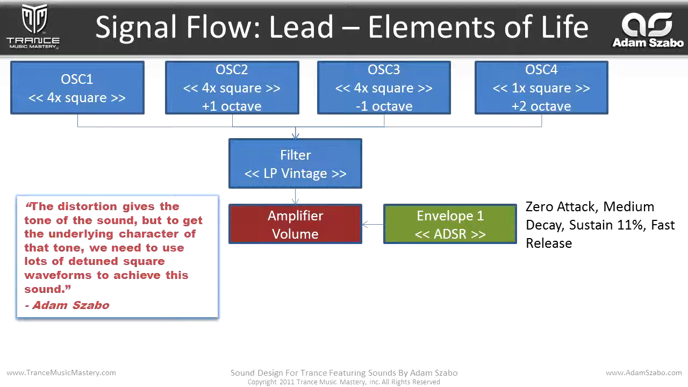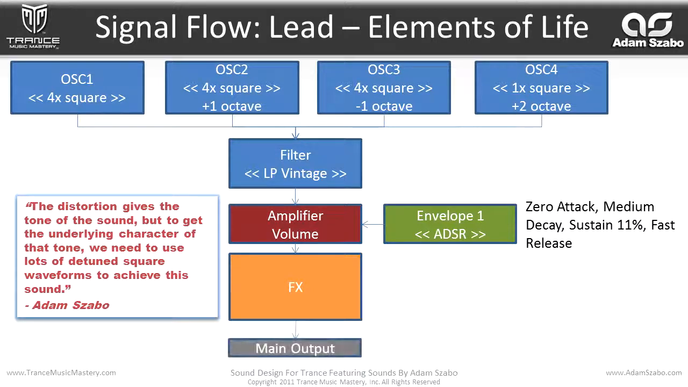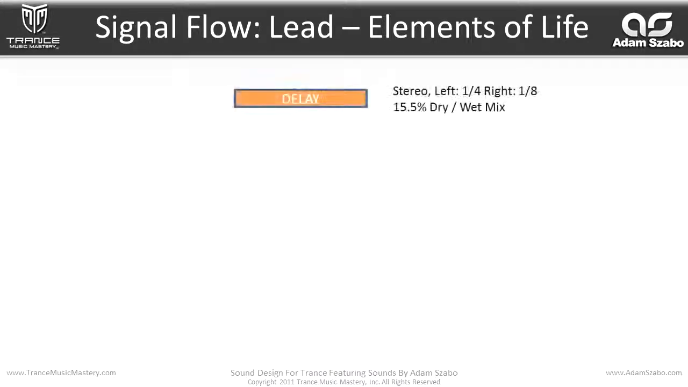And then it flows into the amplifier with the volume being modulated by envelope 1 with 0 attack, medium decay, sustain at 11%, and a fast release. And then that flows into the effects and then to the main output. And then for the effects we have a delay. This is a stereo delay with the left channel at 1/4 and the right at 1/8. And then that's mixed at 15.5%.